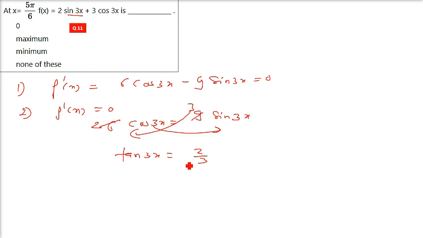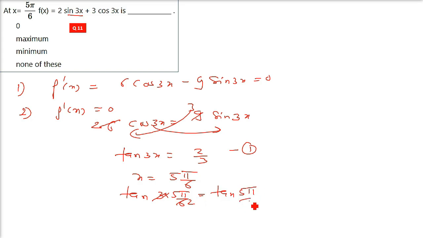But this question is saying that at x equals 5 pi by 6, this function has a value which is minimum, maximum or what? So just put x equals 5 pi by 6 in the single differentiation value, and then double differentiate it, and then find out what the sign of that function is. I hope you are getting the point. Even if we put x equals 5 pi by 6 here, when we put it equal to 0, we got tan 3x equals 2 by 3.